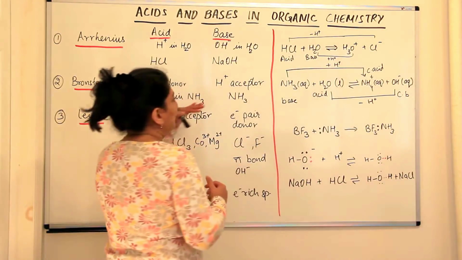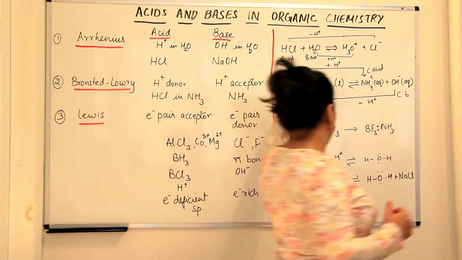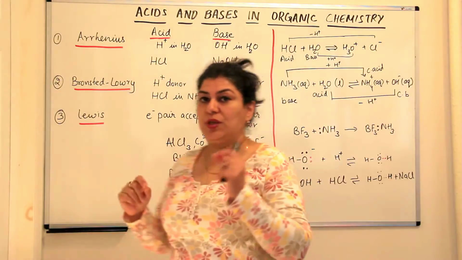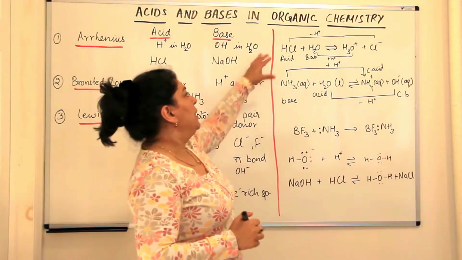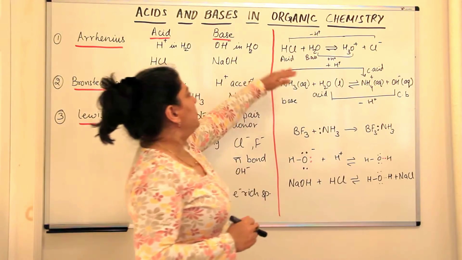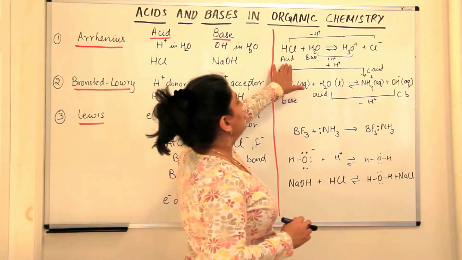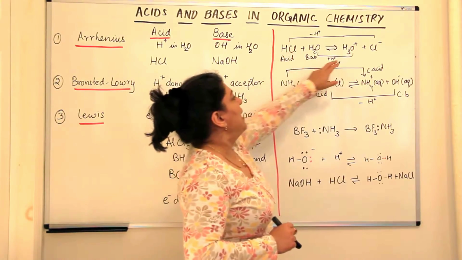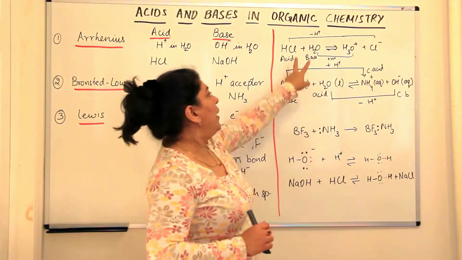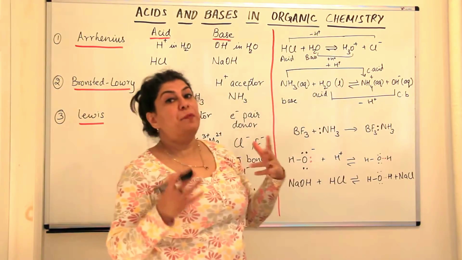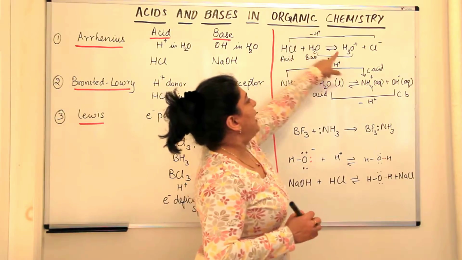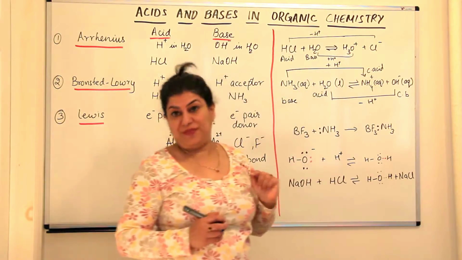Now, when we talk of this, I'd like to take up another two examples here. Hydrochloric acid, when it reacts in aqueous medium with water, HCl dissociates to give you H3O positive, that is H positive, and Cl negative, while water here is acting as a base. Why? Because water accepts that proton and becomes H3O positive.